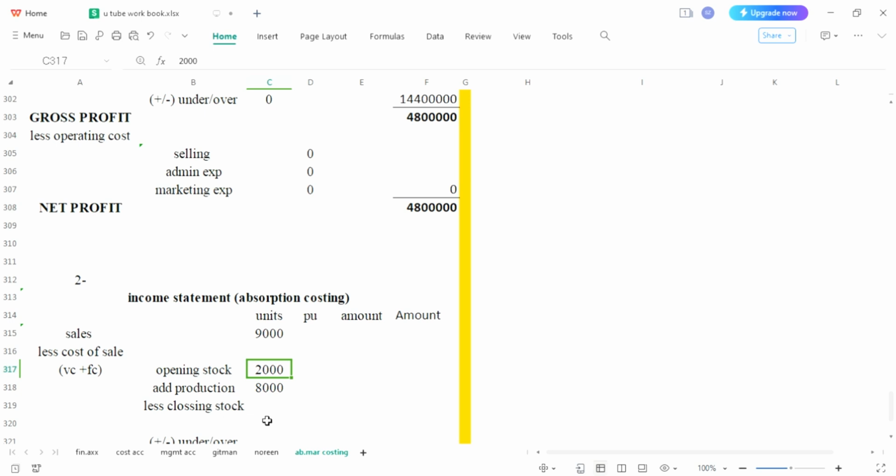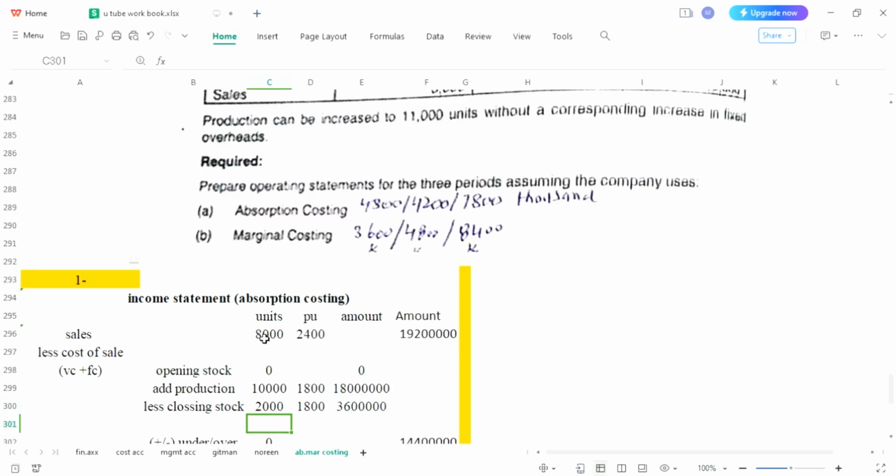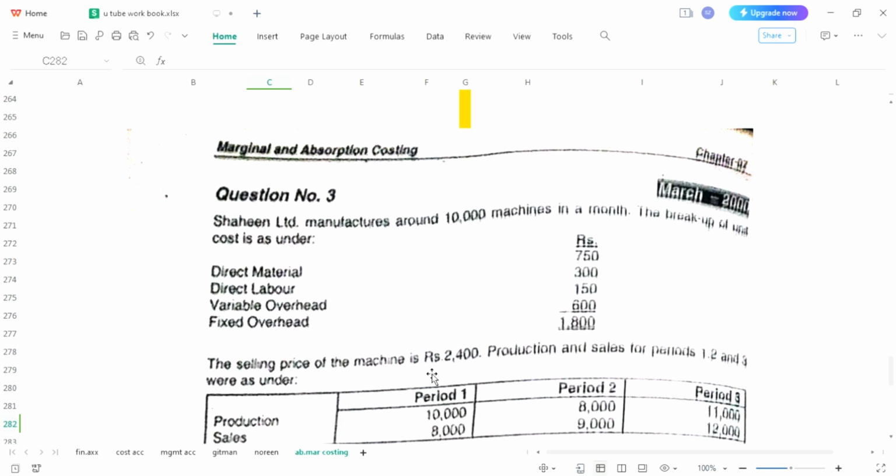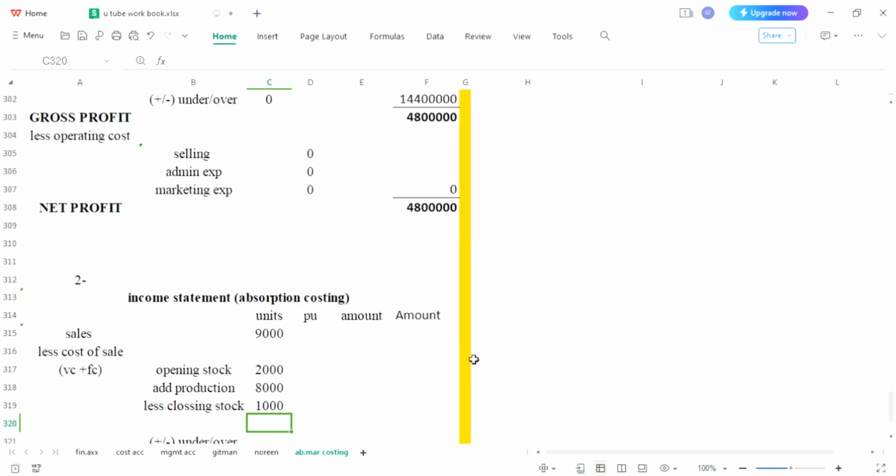2000 from the previous month at the start of the month, and you have produced 8000 units. Total 10,000 units you have produced, out of which you could sell only 9000 units. It means out of 10,000, 9000 units are sold, 1000 units are still in your hand. Go back and see, here is your sale price 2400.